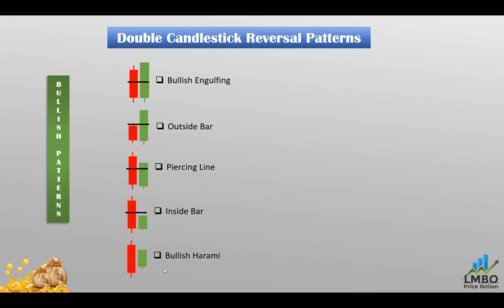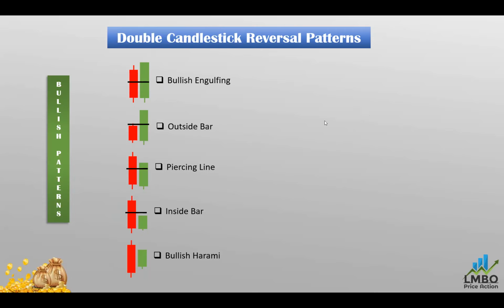Because the open price of the green candle is above the close price of the red candle, and the close price of the green candle is below the open price of the red candle. So that will be your bullish harami. Here, the open price of the green candle and the close price of the red candle are equal. That's why it's an inside bar. So that's 5 patterns for the bullish side.